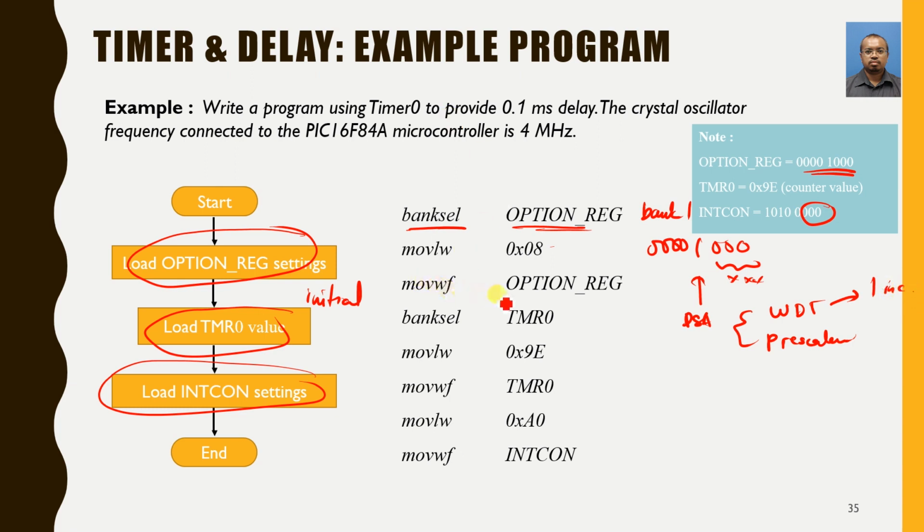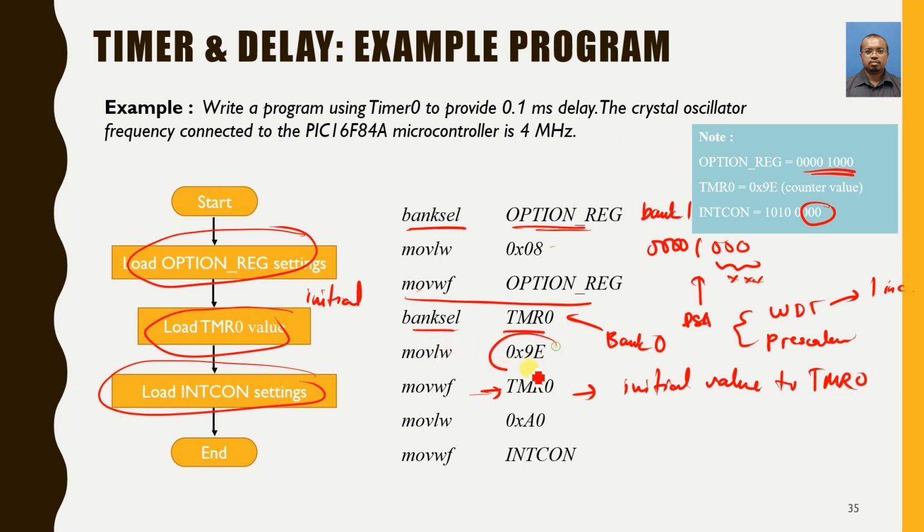Right, so once you have moved that into option register, next is bank select TMR 0. Why? Because this is in bank 0. And then move LW 0x9E, move WF timer 0. So you put initial value to timer 0. Okay, you know this, remember this is from our previous calculation.